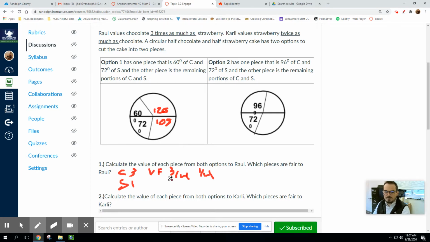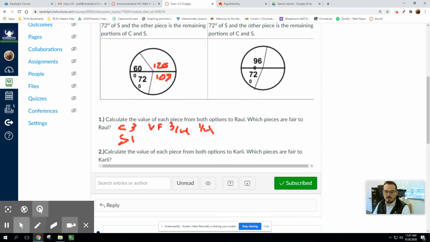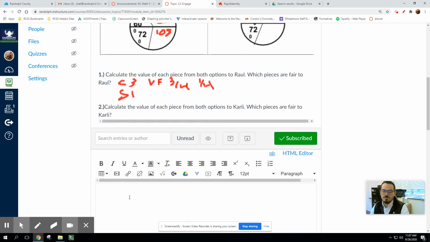So if we're going to calculate the value of the first one, let me come down here and do a reply. So for the first one, for Raul, he's going to say, all right, chocolate is 3/4. I know that I've got 60 out of 180 chocolate. And then I'm going to add that to the other piece that was cut. I value that at 1/4. Let me put option 1 here for Raul. What did he get? 72 out of 180 for that one.